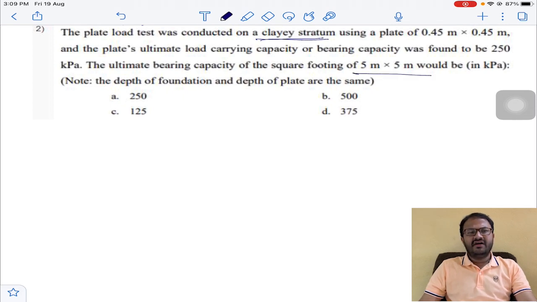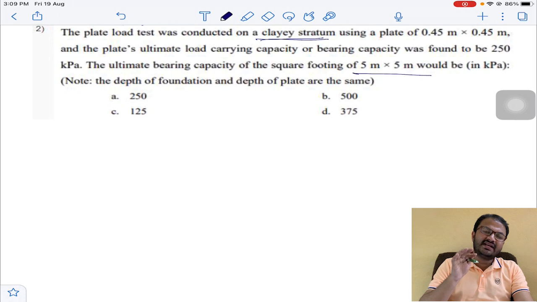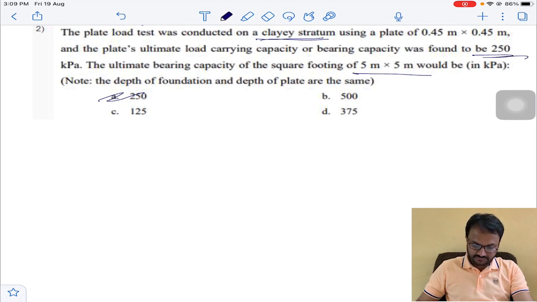Clear? So, whenever we conduct a plate load test on a clay sample, if we get the ultimate load capacity in the plate load test, the same ultimate bearing capacity will be the value for the footing also. There is no change if the sample is clay. Clear? So the answer is 250 itself. Okay. Option A for question number 2.